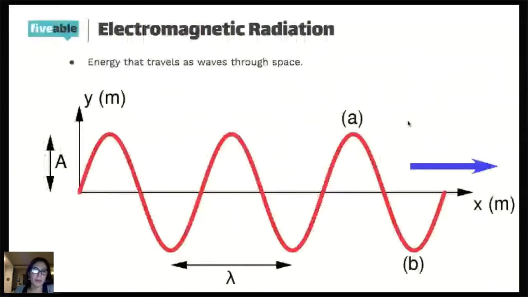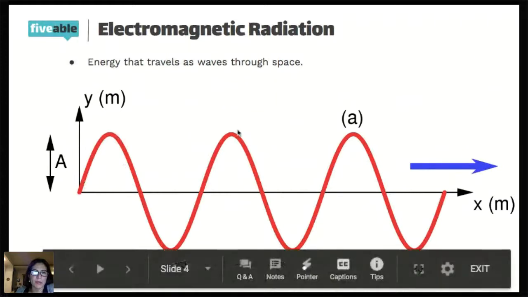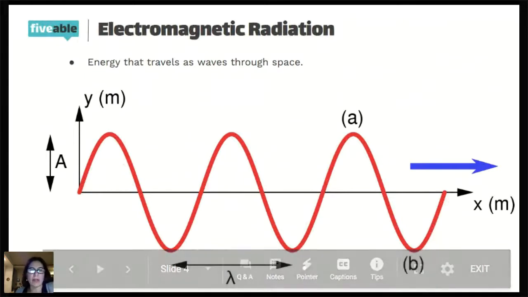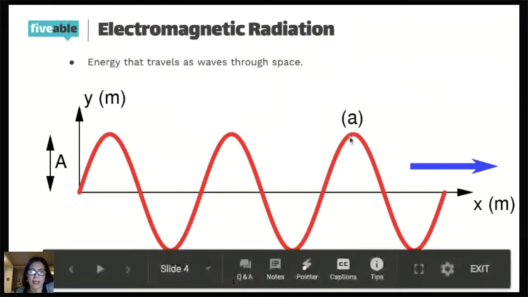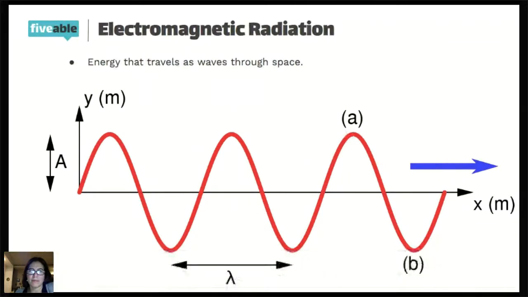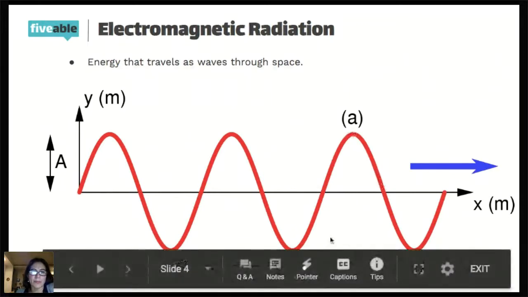Okay, just a quick review about electromagnetic radiation. Electromagnetic radiation is energy that travels as waves through space. We have here an example of a standing wave. If anybody's watching the video, who can tell me what the letter A represents? Okay, the letter A represents the crest of the wave. The bottom section represents the trough.